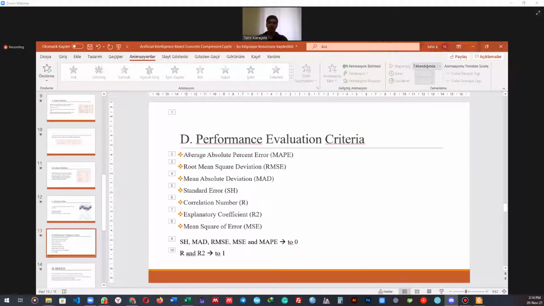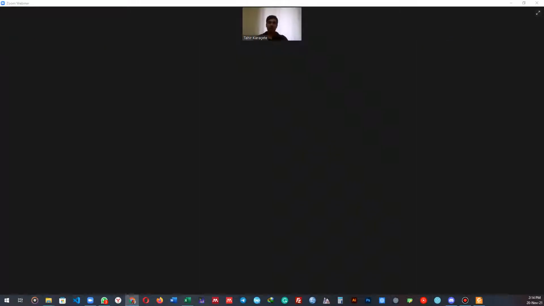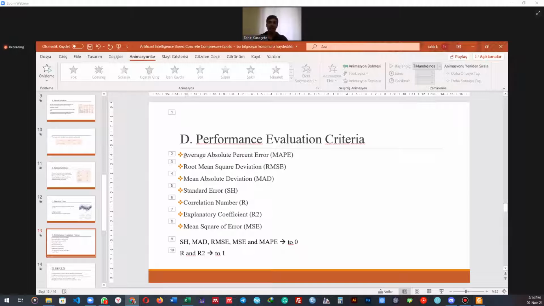In order to evaluate the performance of the developed models, 7 different criteria were used. These are average absolute percent error, root mean square deviation, mean absolute deviation, standard error, correlation number, explanatory coefficient, and mean square of error. For these criteria, some are expected to be close to 0, and others close to 1.